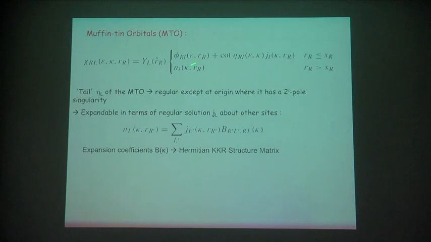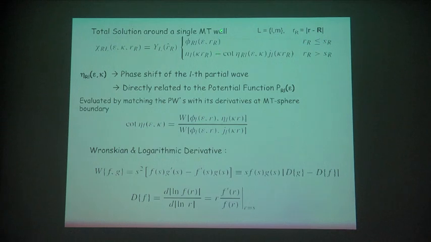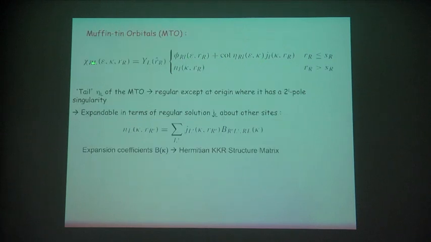Without going into the details, I will tell you what I have done: I have added this to both of these parts, so this cancels here, this cancels here, and you add that here, and what you are left with is exactly what is called a muffin tin orbital. This is the definition of a muffin tin orbital, and this eta part is a Neumann function. This is the tail of the muffin tin orbital, and this is regular, excepting at the origin where it has a 2 to the power L pole singularity.